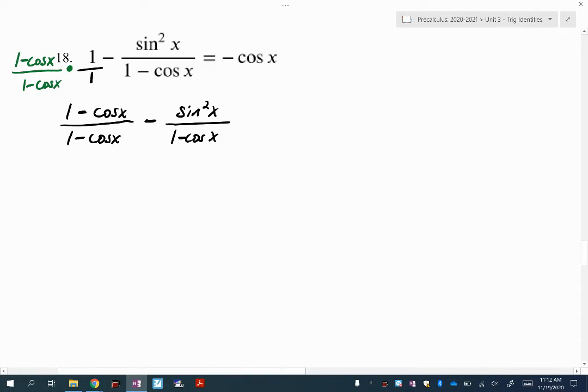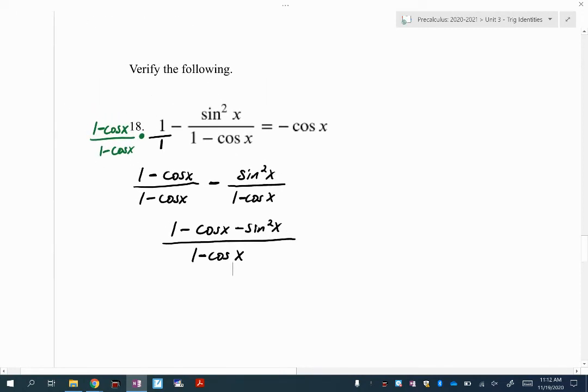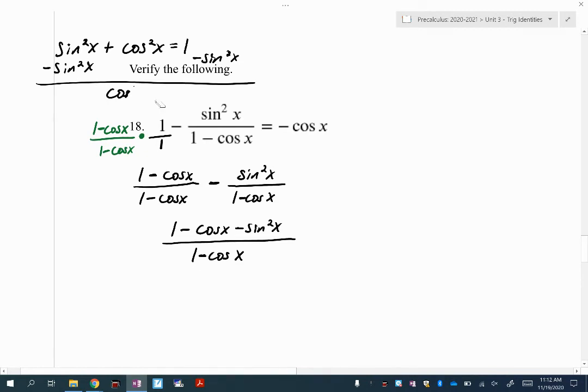So I'm going to put those together to get 1 minus cosine x minus sine squared x over 1 minus cosine x. Okay? Now I'm going to use one of those Pythagorean identities, which I've used in the past. Sine squared x plus cosine squared x equals 1. If I move this sine squared over with subtraction, I get cosine squared x equals 1 minus sine squared x.